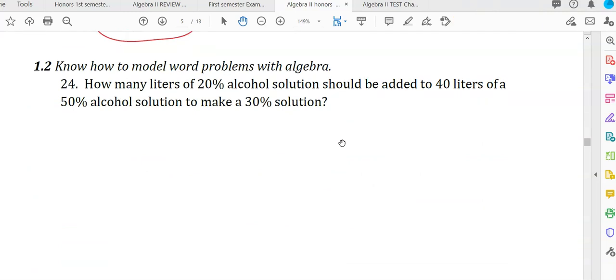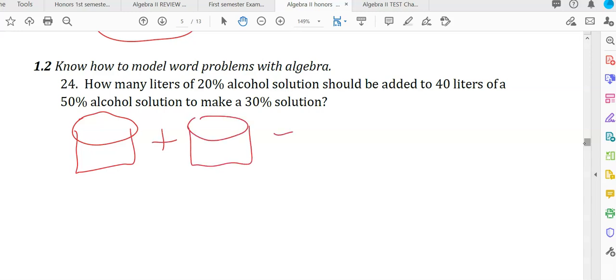Okay, know how to model word problems with algebra. So this is one of those where it looks like we're mixing some things together. So I like to draw a picture of it. We're going to put two vats together, mixing them together. So let's see what we have here.